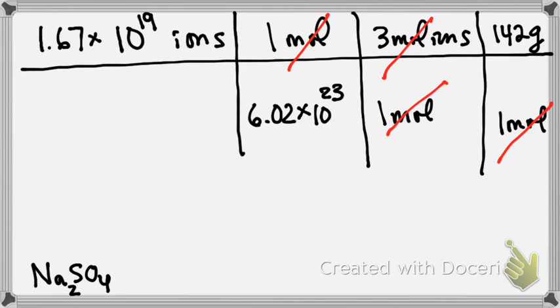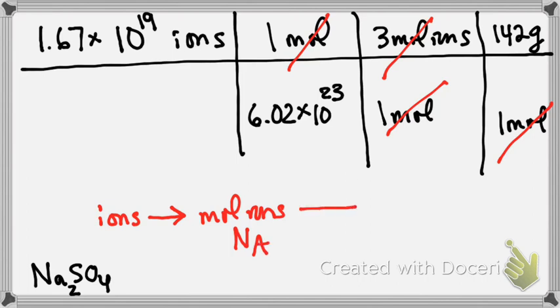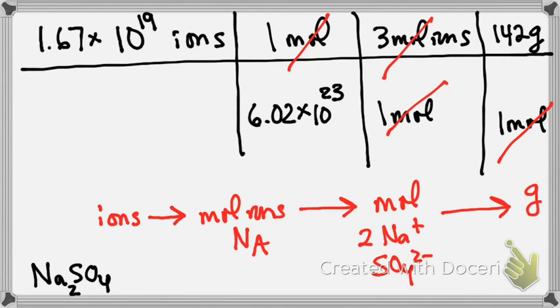So before I put the math, let's just look at what we have. We went from ions to moles of ions, taking into account Avogadro's number, and then moles of the solid, taking into account the fact that I have 2 Na plus and 1 SO4 2 minus. That's where I get my 3. And then I'm going from moles to grams using the molar mass.